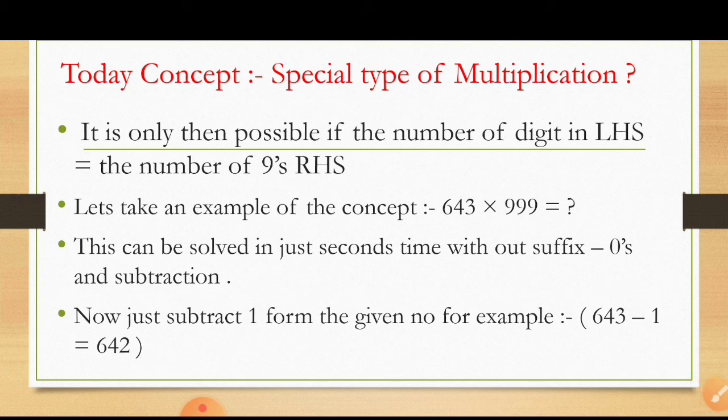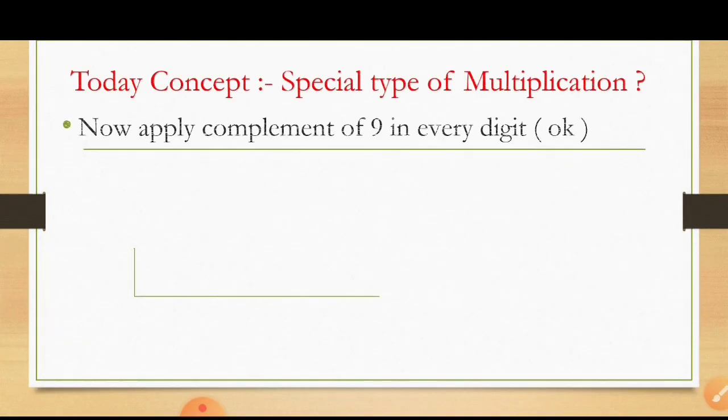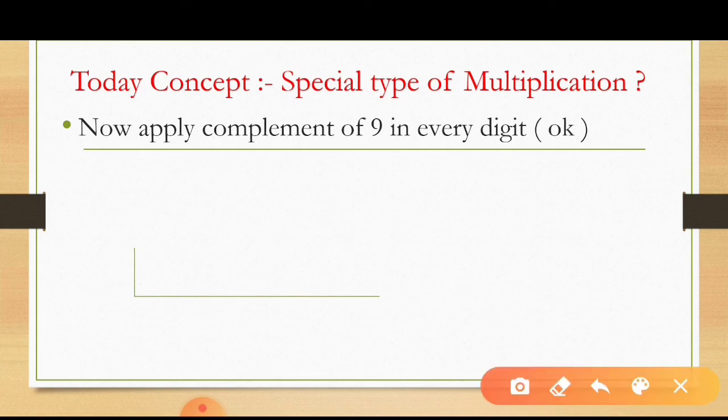Now just subtract 1 from the given number. For example, 643 is given, so subtract 1, and we get 642. Now apply the complement of 9 to every digit. In subtraction sums we use the complement of 10.